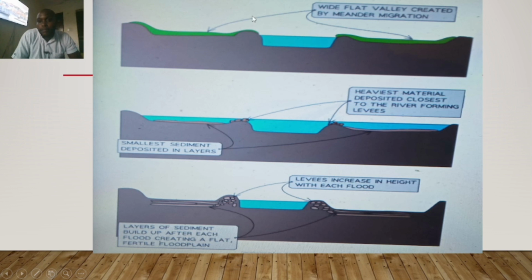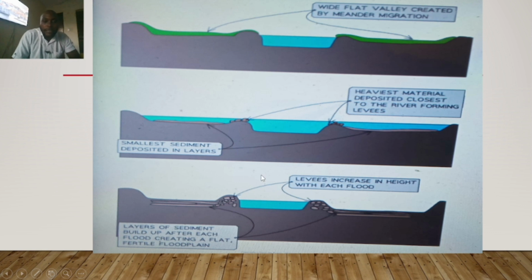This is the floodplain. All right. But these here are the levees, because they form just near the river banks. So a wide flat valley created by meander migration, and then we have the heaviest material deposited closer to the river, forming the levees. Because when flooding occurs, of course, the heavy material won't travel far. It will just be near the banks. So the heavy material deposited near the banks will form what we call levees.